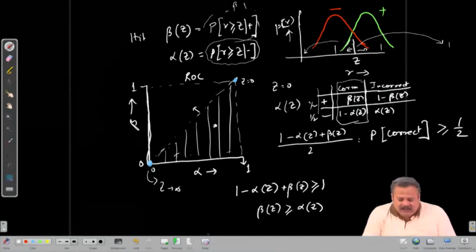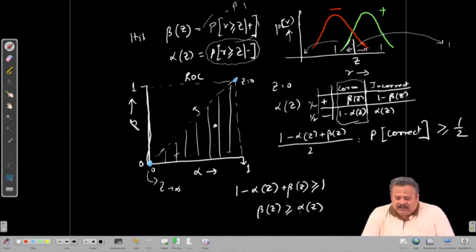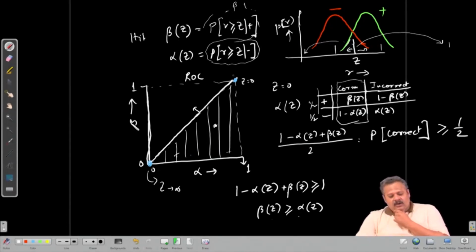Now, if we think that the monkey is always performing at chance level for any z, then beta z must be equal to alpha z. So, this is going to be the receiver operating ROC curve for the case when, for any z, the monkey is performing just at chance level.